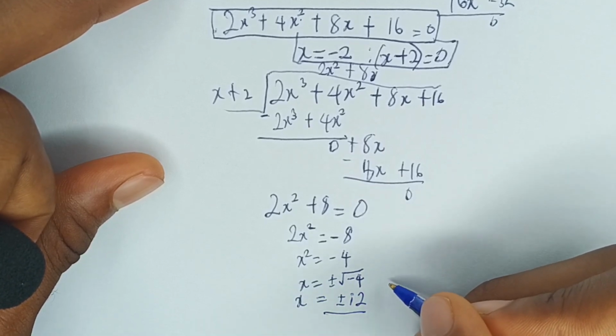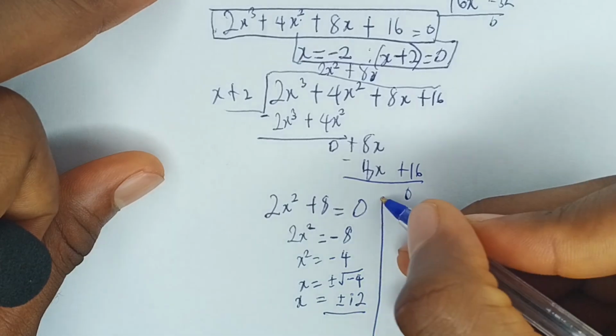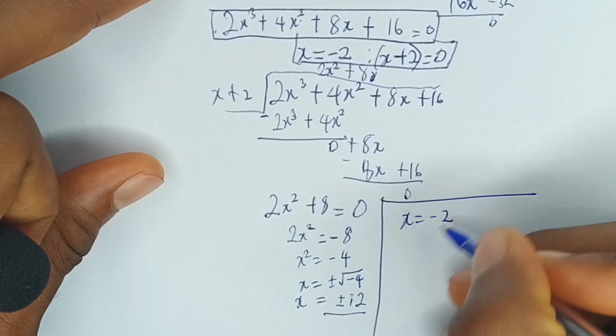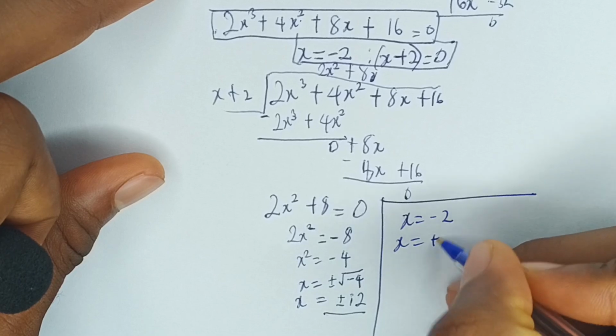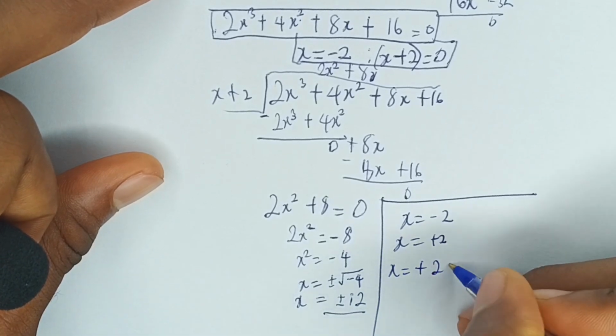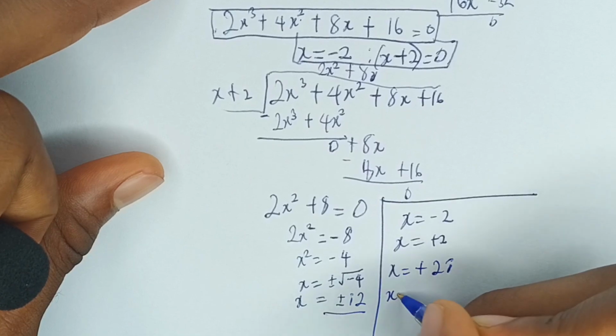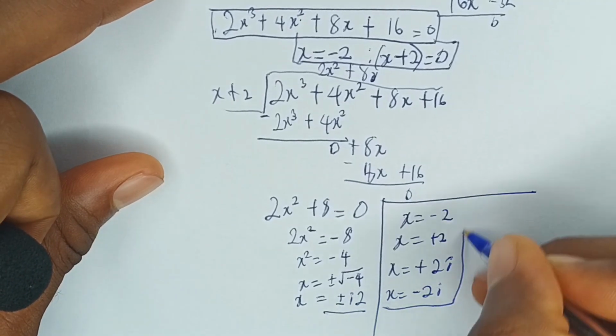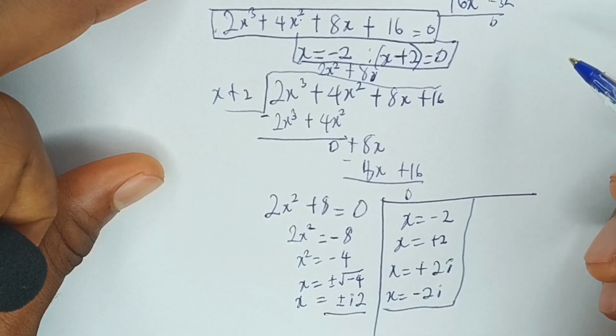Okay, hence we can now conclude that the values for x are: x is equal to minus 2, x is equal to plus 2, x is equal to plus 2i, and x is equal to minus 2i, right? So these are the 4 values for x.